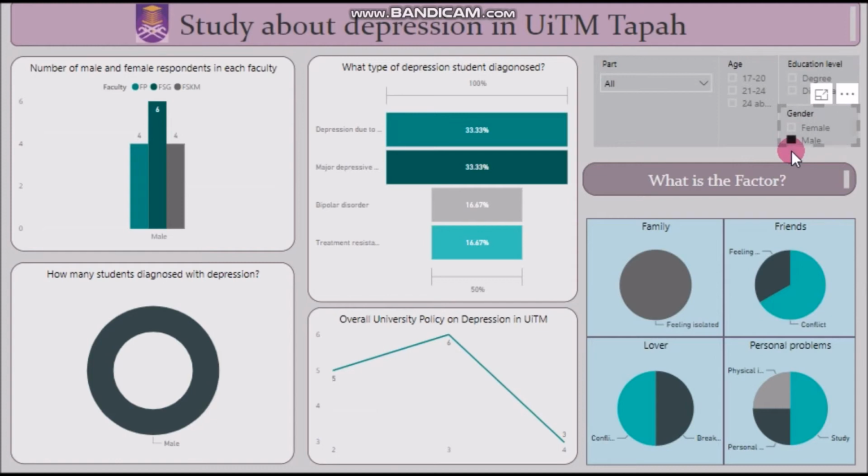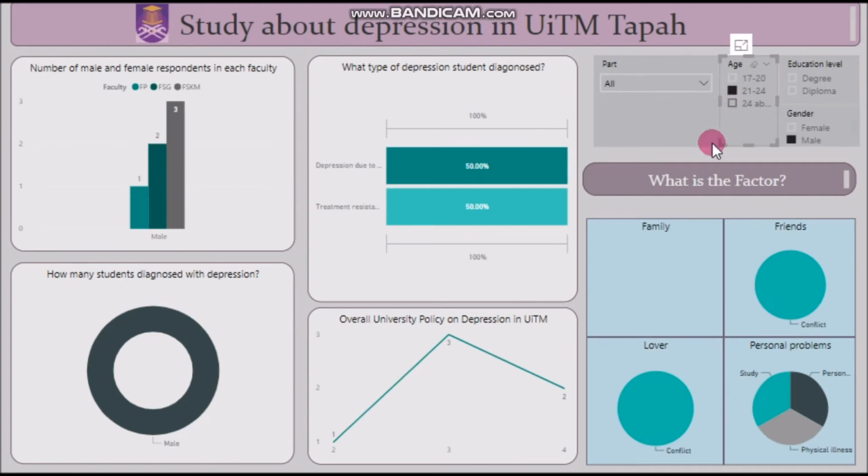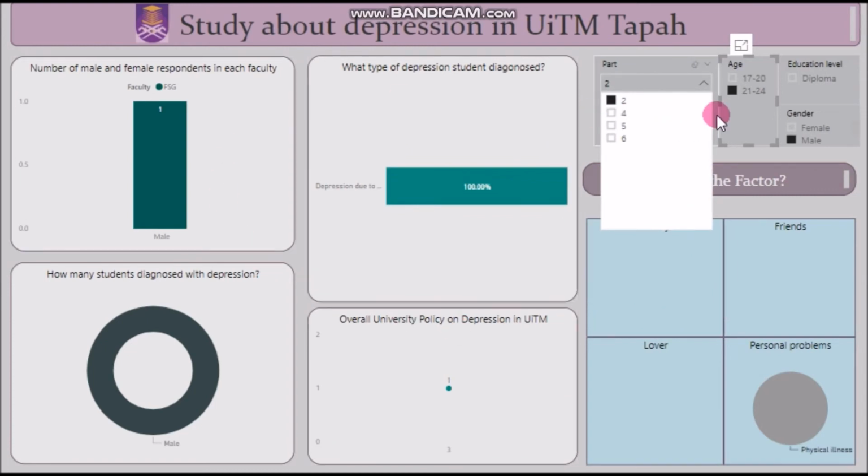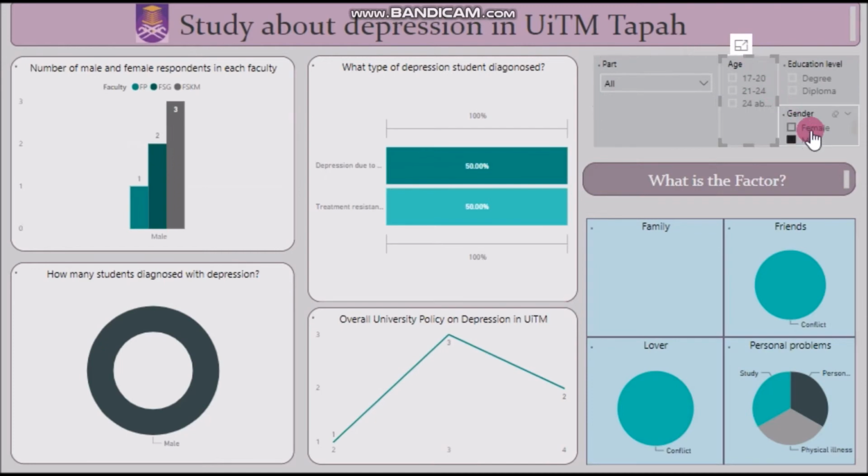Alright, besides filtering the data one at a time, we also can combine filters. For example, we want to combine male and also age 21 until 24. Right, so you can see that this is all the data that has male gender and also age 21 until 24. So we can also filter and choose part 2. So this is all the data for part 2, which are age 21 to 24, and these are male students. Alright, we can refresh.